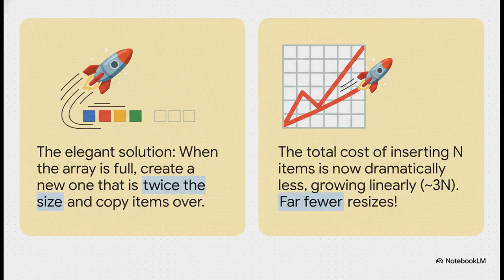But here's the elegant solution, the big idea. Instead of adding just one slot, what if you doubled the size of the array every time it got full? So you go from 10 slots to 20, then to 40, then 80. Now that copy operation is still a big job when it happens, but, and this is the key, it happens way, way less often. This simple change is a game changer for efficiency.